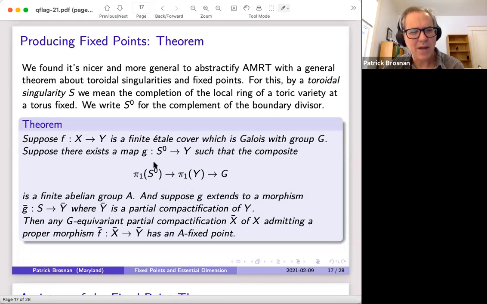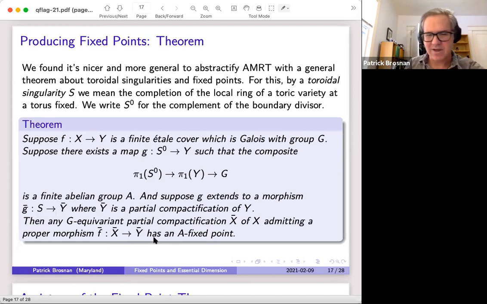So if we have g from S naught to Y, then of course we get a map on the fundamental group. But since X to Y is a finite étale cover with group G, pi one of Y acts on the cover, and so it maps to G. And suppose g extends to a morphism g bar from S to Y bar, where Y bar is some partial compactification of Y. Then any G equivariant partial compactification X bar of X, admitting a proper morphism f bar from X bar to Y bar, has an A fixed point.